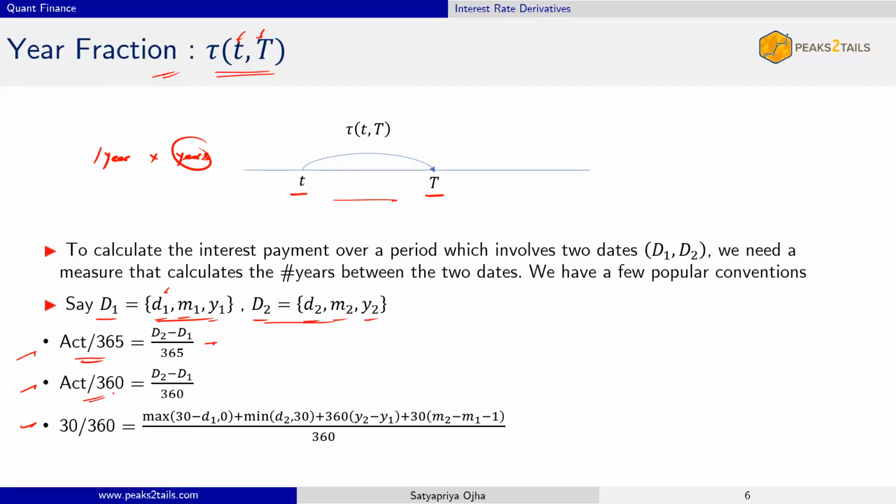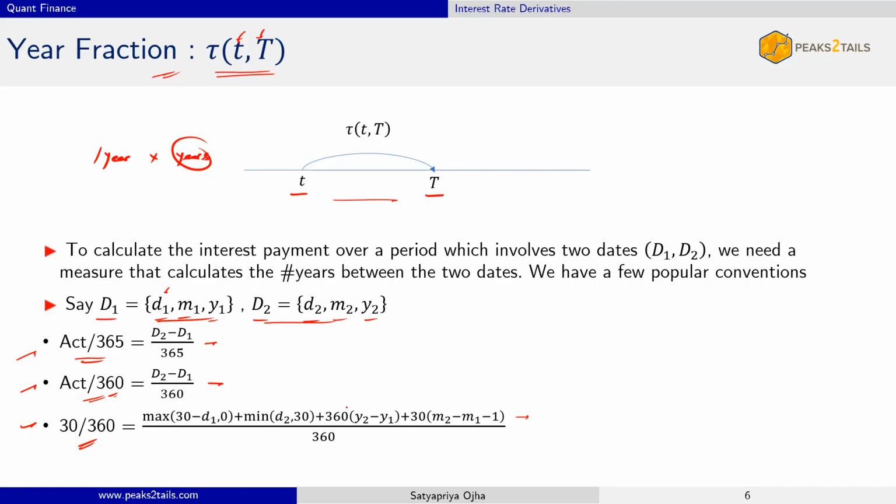The second convention is actual by 360. Basically you assume that a year has 360 days. The year fraction would be the difference in the dates in days divided by 360. We also have a 30 by 360 kind of day count convention. These are called day count conventions. It looks like a complicated formula, but it's not complicated, it's just max, min, these functions. So you can use this to calculate the year fraction based on the 30 by 360 day count convention.